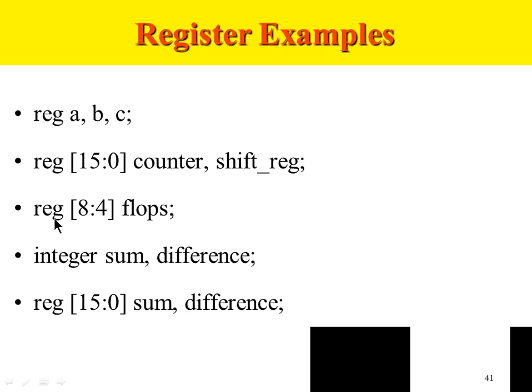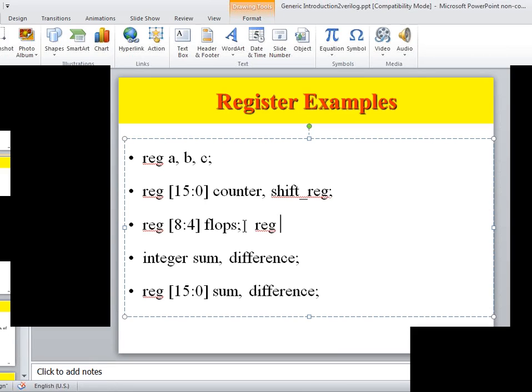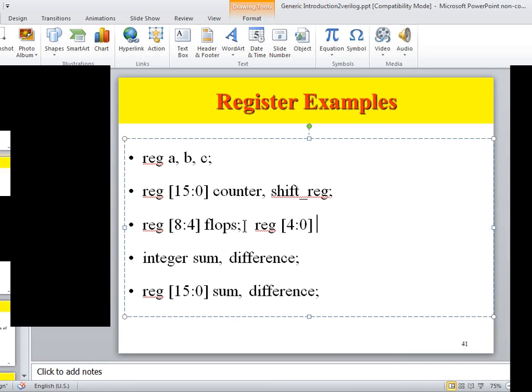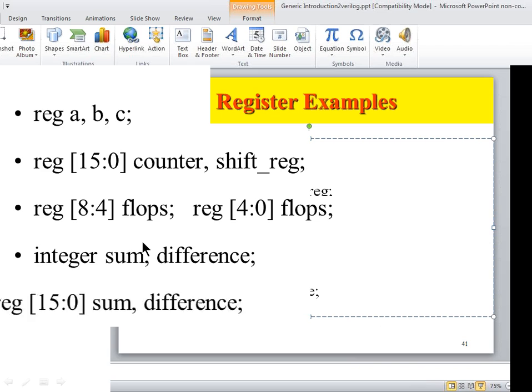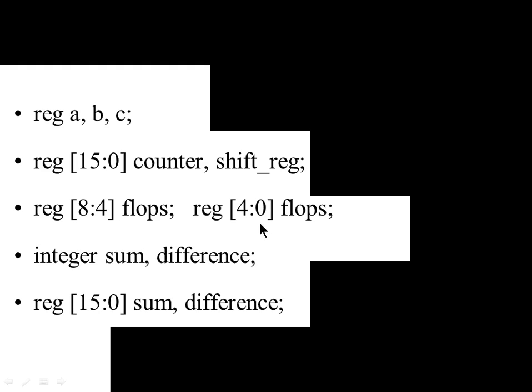In the language, I can also declare something like this: reg flops is 8 down to 4. So this is a 5-bit register called flops. But normally nobody uses it that way. If you want a 5-bit register, you can call it reg 4 down to 0 flops. That's typically how you do it. This is supported by the language, but not advisable. This is how you should do it in case you want a 5-bit register.